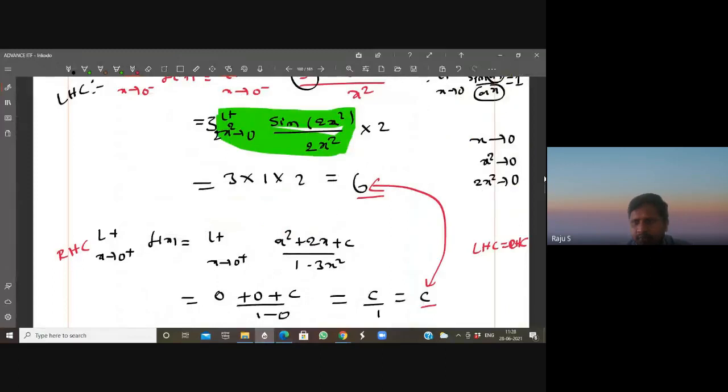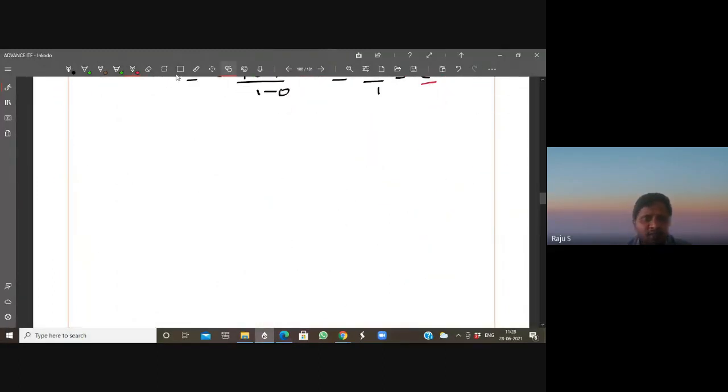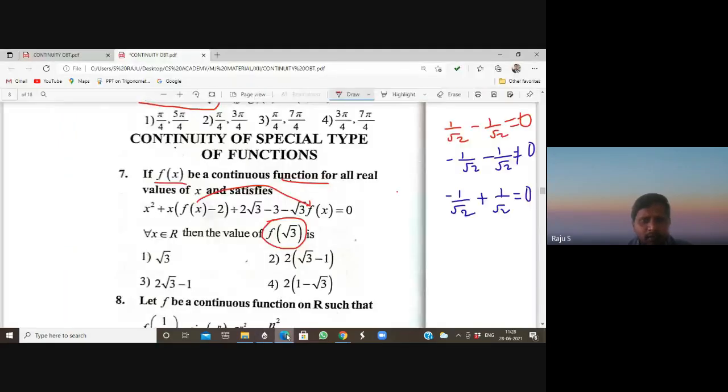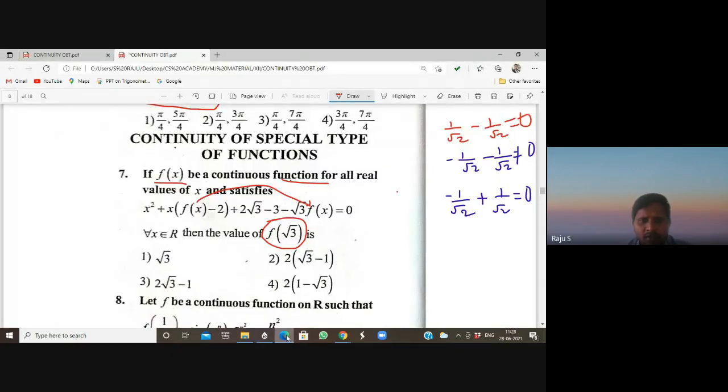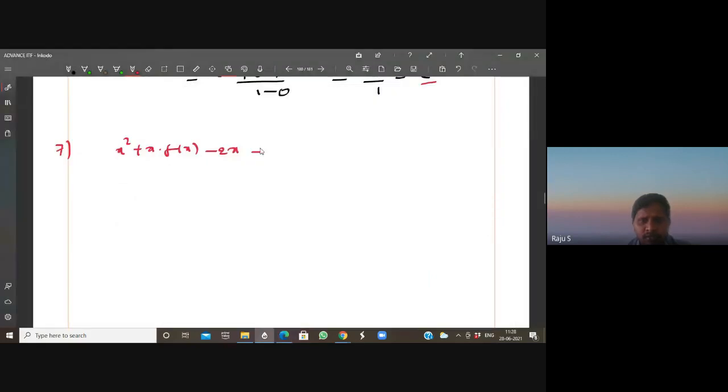Okay, students. Now, what is the function x square? Can anyone tell what is f of x? Question number 7. x square plus x into f of x, multiply with x, not plus minus, minus 2x, minus 2x, multiply plus 2 root 3 minus 3, minus 3, minus root 3 into f of x is equal to 0. Understood? This is f of x.